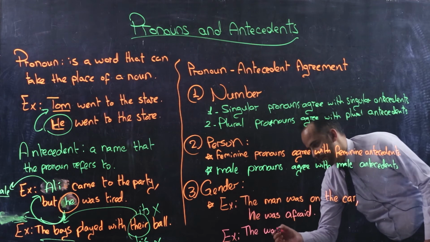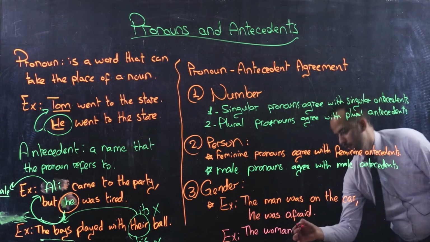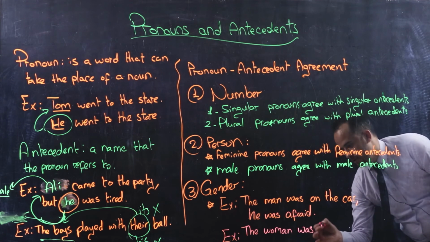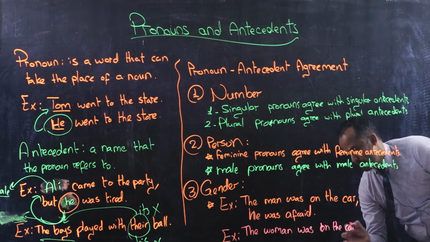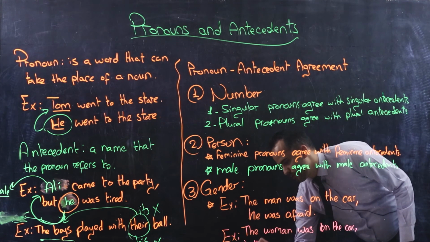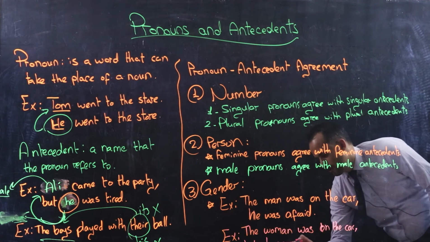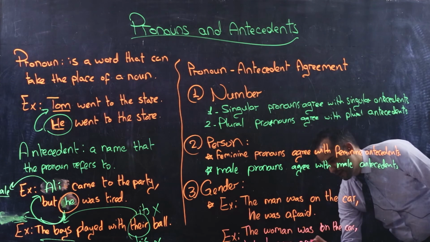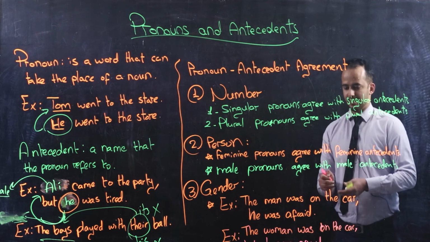All right, we're going to change the example. The woman, for example, was on the car, but she was afraid. Okay, what is the difference between the first sentence and the second sentence?